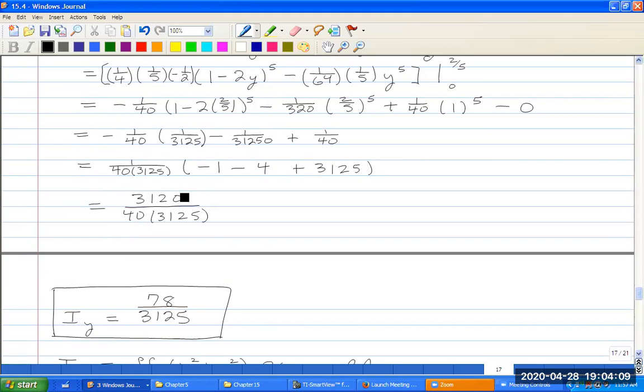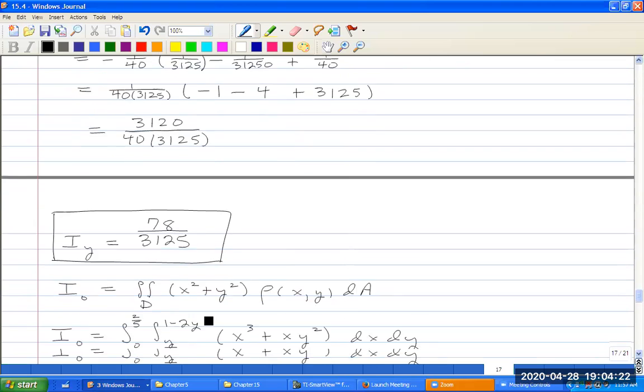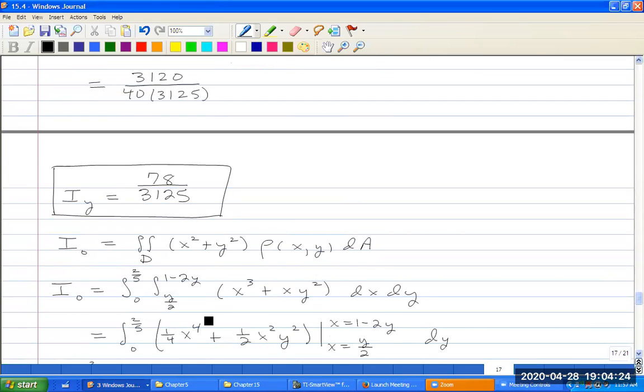And so the 10s cancel. 312 divided by 4 is 78 over the 3125. And lastly, let's find the moment of inertia about the origin.